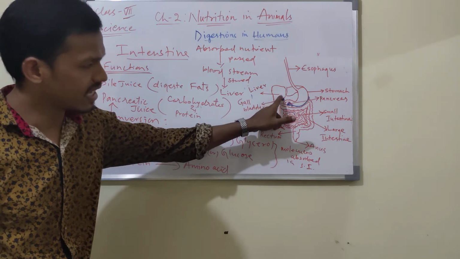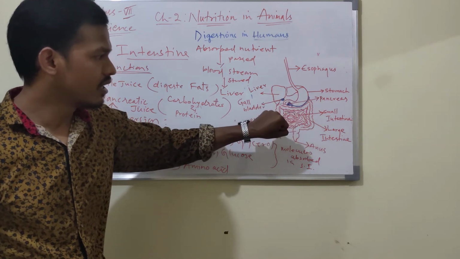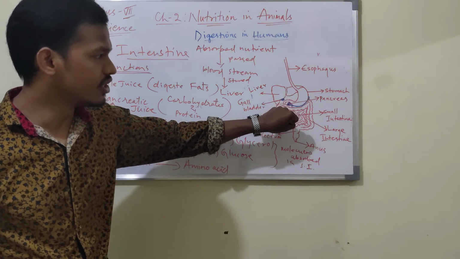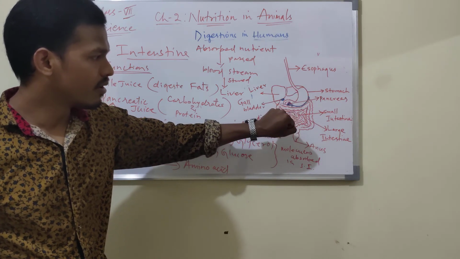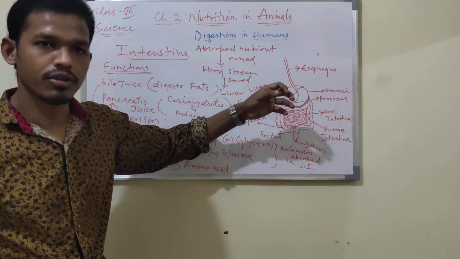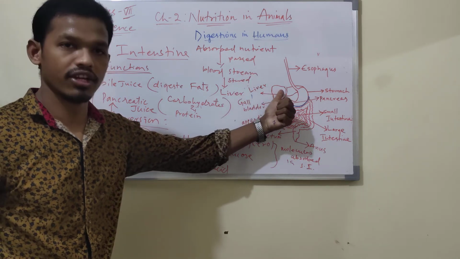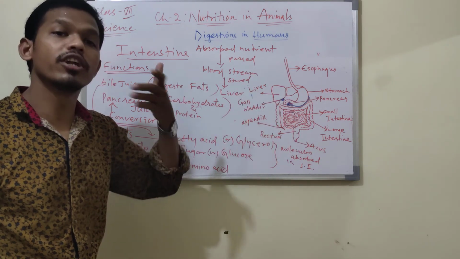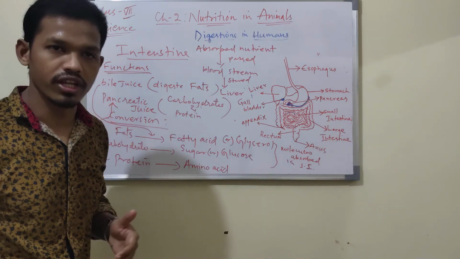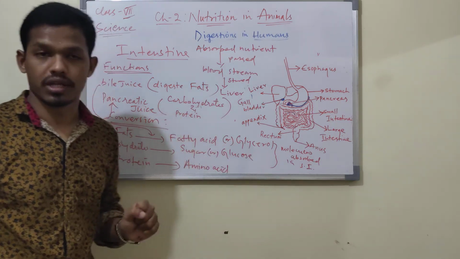Where is the liver present? Here, this is the liver. So after absorbing, the molecules of these nutrients pass through the bloodstream. The bloodstream will carry these nutrients and store them in the liver. This liver will transport them to all parts of the body afterwards. This is the way the small intestine works.